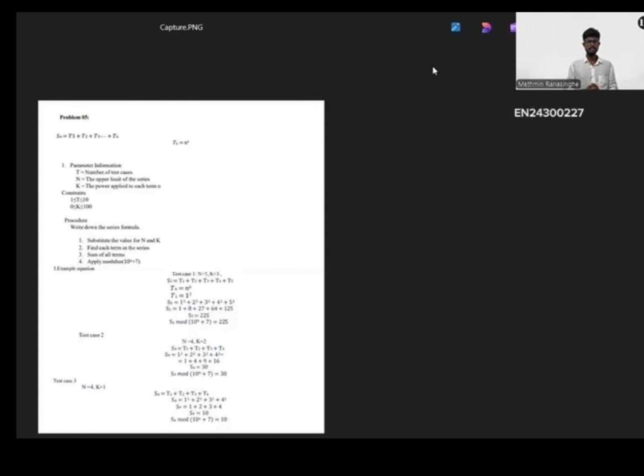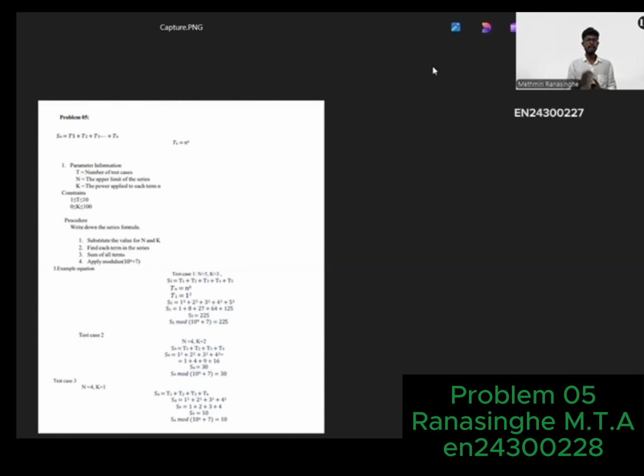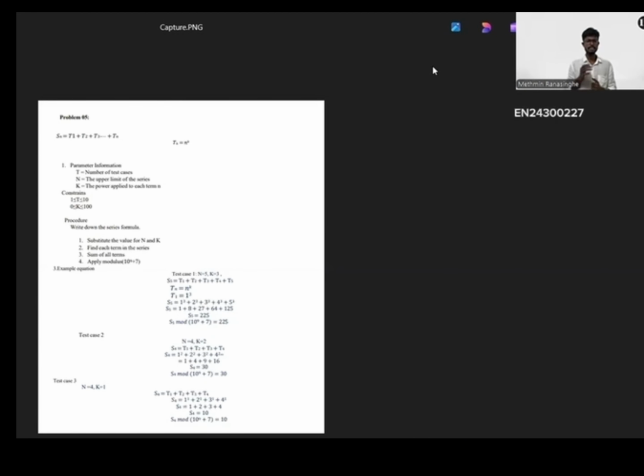Problem 5. First, understand the problem. We are adding numbers in a series. Sn equals t1 up to tn. Each term th equals h to the power k, where h is a number from 1 to n and k is the power. After adding, we find Sn mod 10 to the power 9 plus 7, which keeps the result small. Solve step by step.